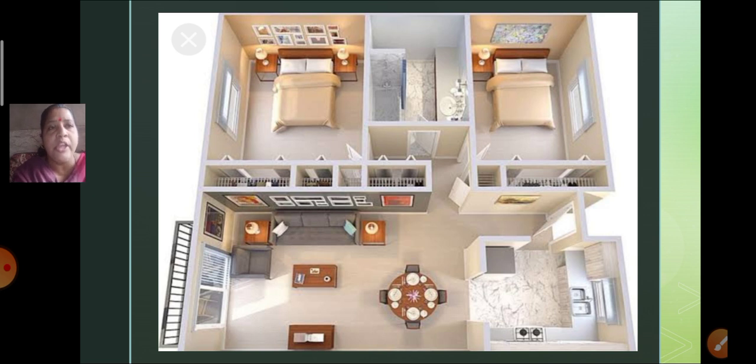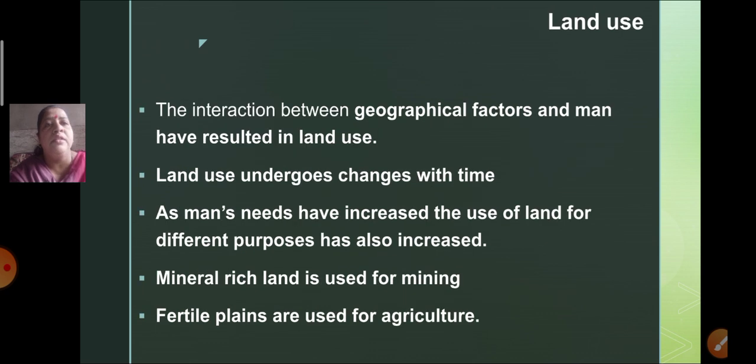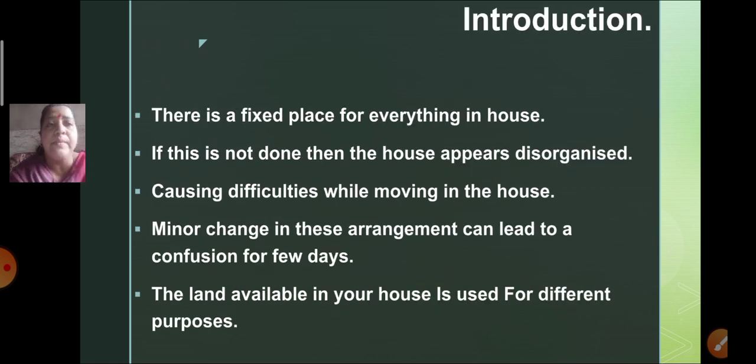If you are renovating a house for a few days, you will be in total confusion about which room is where, what is where. There is a fixed place for everything that is there in your house. Whatever things you are using in your house, everything has a fixed place. If it is not done like that, then the house appears disorganized. It is not at all an organized house, which may lead to difficulties while moving about in the house.